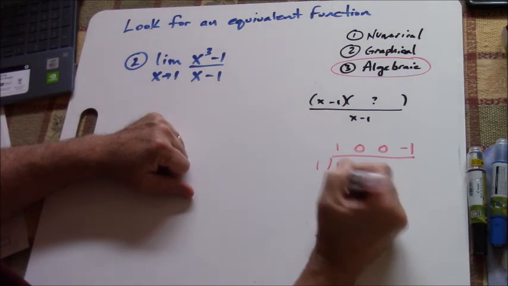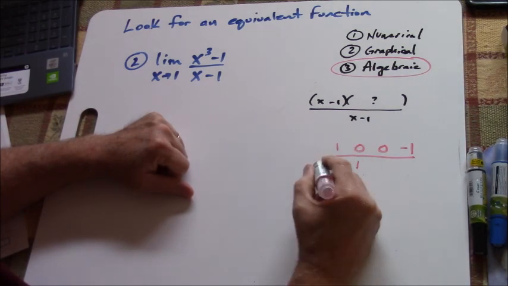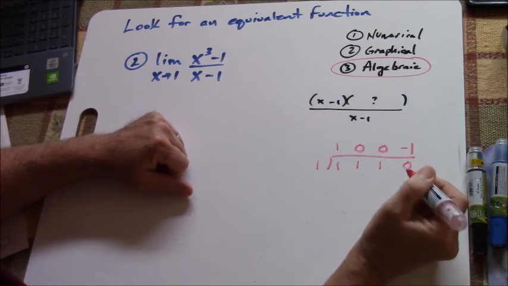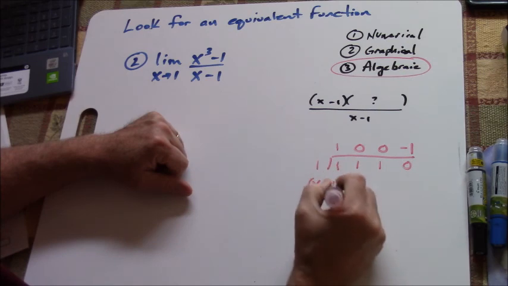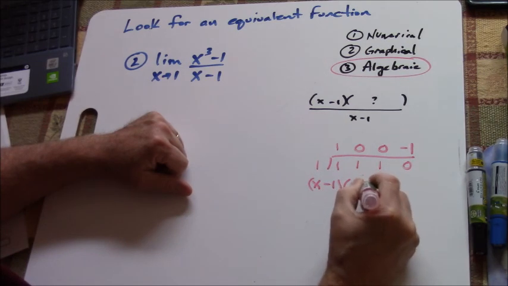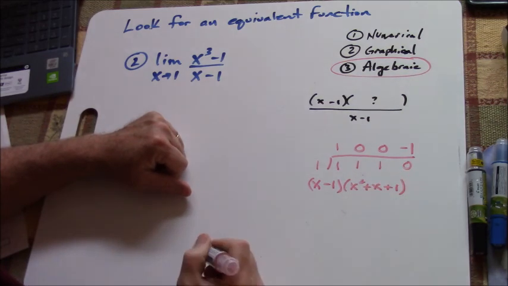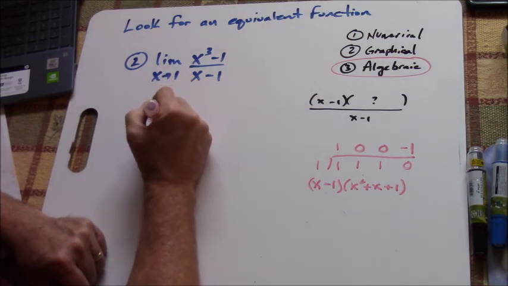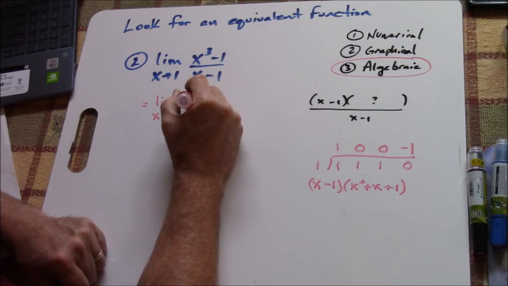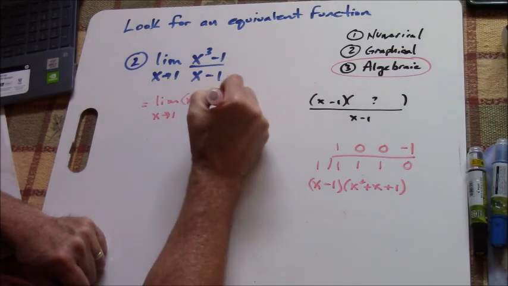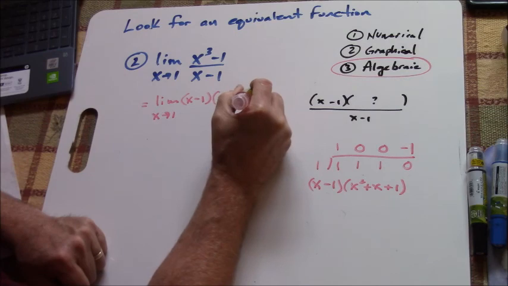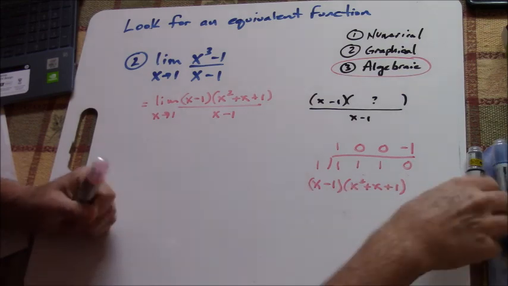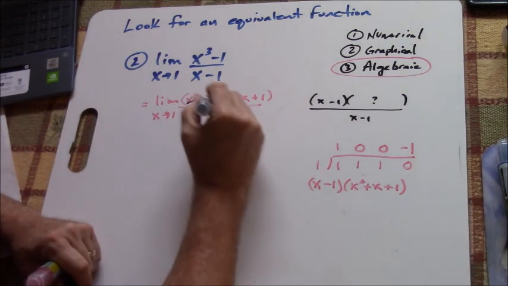So I'd bring down the first number, multiply and add to the next. Multiply here, you get 1. Add to this, you get 1. Multiply, you get 1. Add to this, you get 0. So now I know it's x minus 1 times x squared plus x plus 1. So this now equals the limit as x approaches 1 of x minus 1 times x squared plus x plus 1 over x minus 1. And so we could look at this and say those factors cancel.